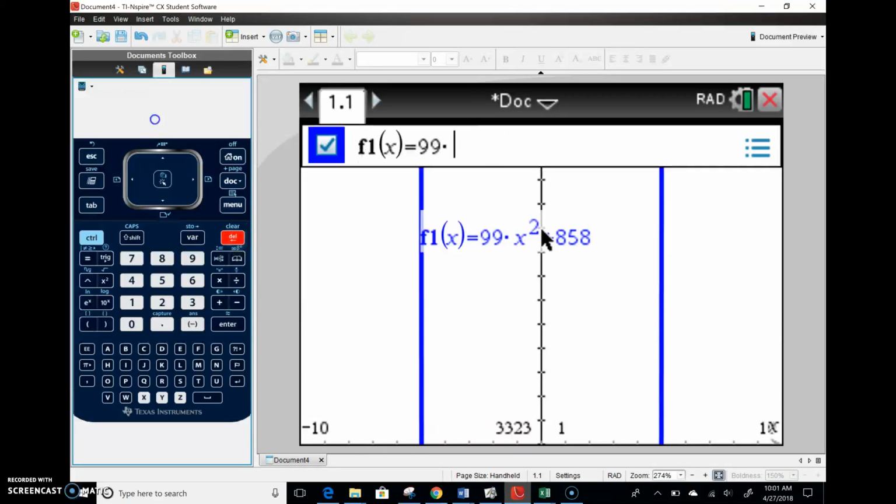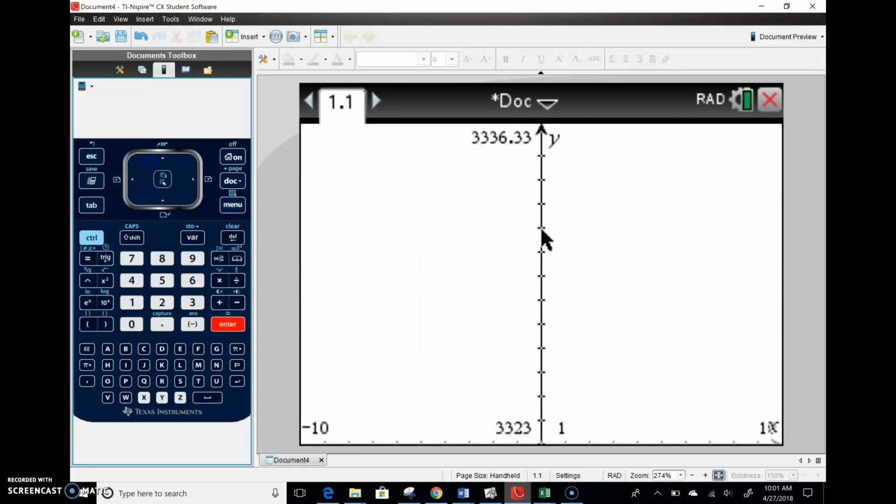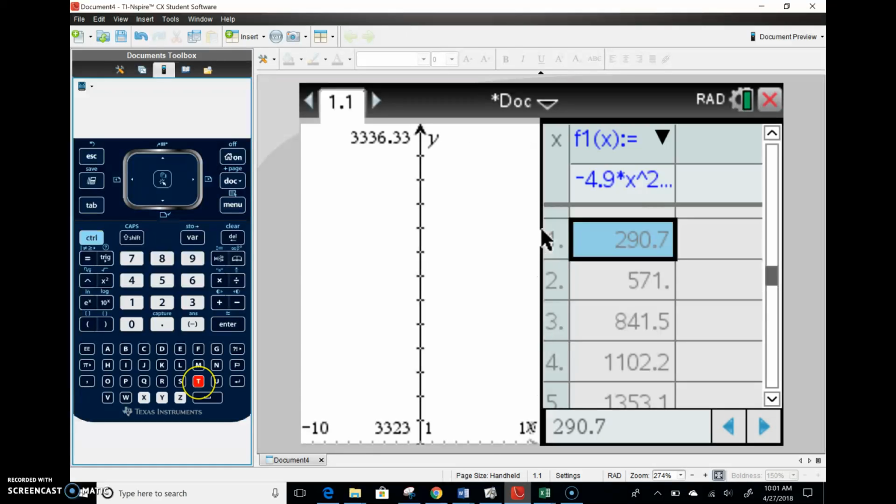Now let's try number 2. Negative 4.9x squared plus 295x plus 0.6. Enter. Okay, so Control T.